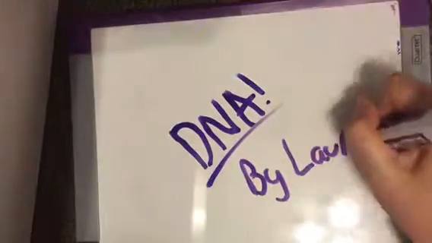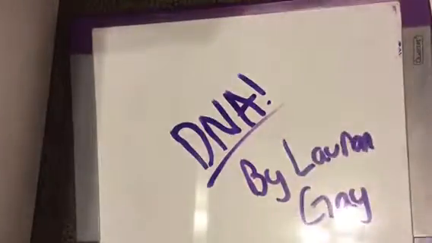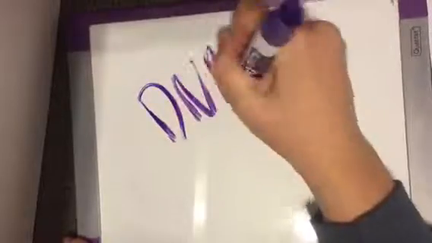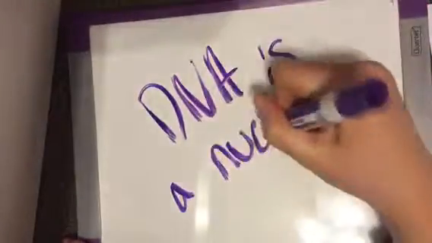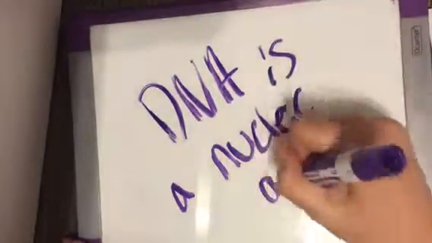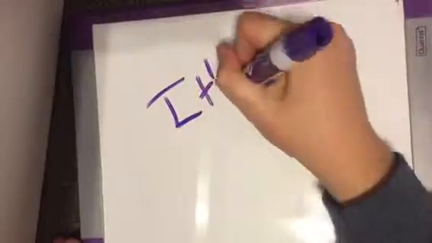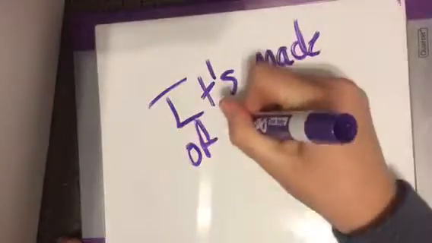DNA, deoxyribonucleic acid. DNA has 3 jobs: storing information, copying information, and transmitting information. DNA is a nucleic acid. The nucleic acid is composed of subunits called nucleotides, which are made of 3 parts.